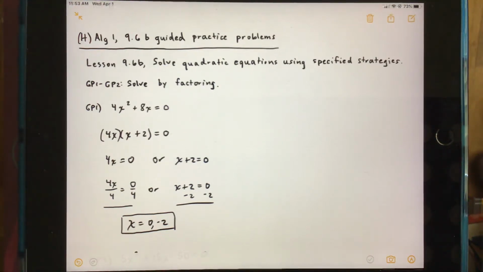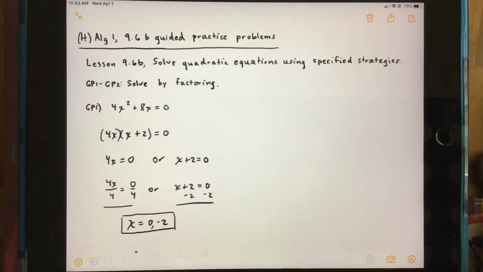Hi, algebra classes. We're going to take a look at the 9.6b guided practice problems, and this is where we're going to start practicing using all those techniques that we learned for how to solve quadratic equations. Remember, 5 ways to solve an equation that's in quadratic form. Square root or factoring, complete the square or graph it, and when all else fails, use the quadratic formula.